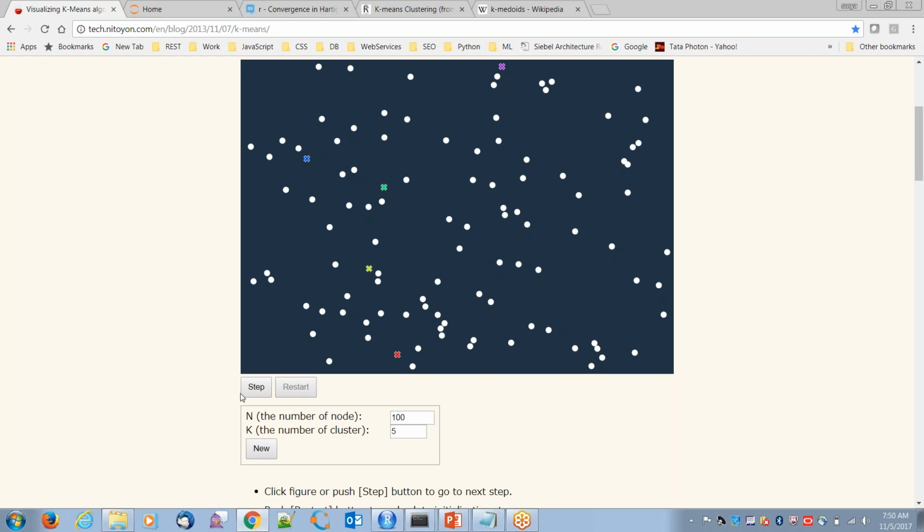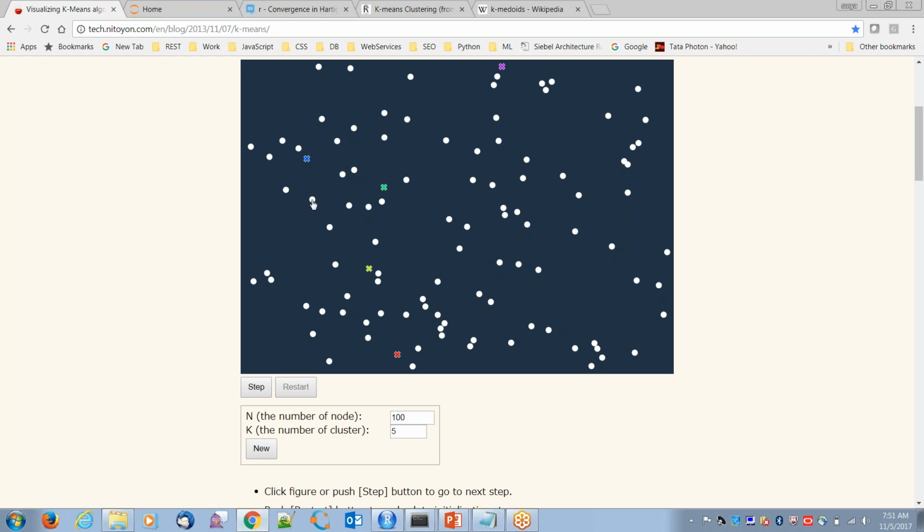Now the next step is that the distance is calculated between each data point and the centroid. Basically the distance is calculated between all the data points and all these centroids, all these centers, and the rest of the data points are separated into 5 groups here based on the shortest distance.